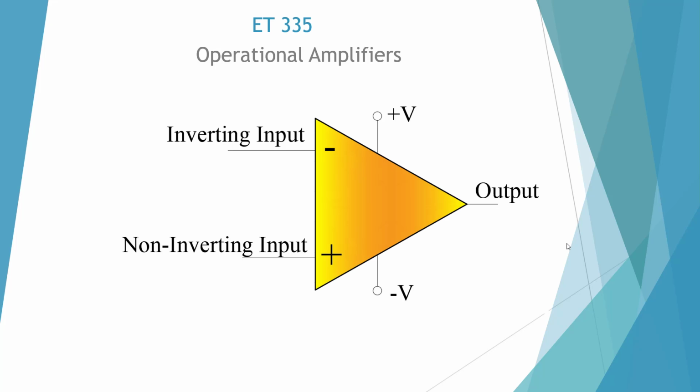This is a basic diagram of an operational amplifier, also known as an op-amp. The triangular shape here on its side is the symbol for an amplifier. This device has an inverting input and a non-inverting input. The inverting is a minus, non-inverting is the plus. It also has a plus and minus power supply.